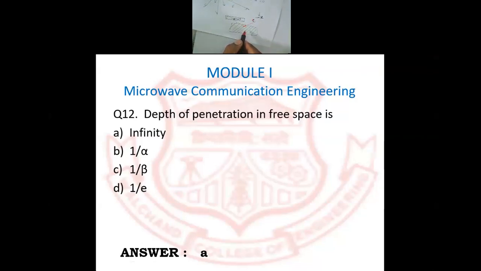Because of the surface charges, the electric field, or the wave, will not propagate into that conducting wall, since it is highly conducting. But if the wall is not perfectly conducting, there are some losses in that conducting plate, and due to those losses the wave will penetrate through the surface. So the depth of penetration depends on how long the wave is propagating.